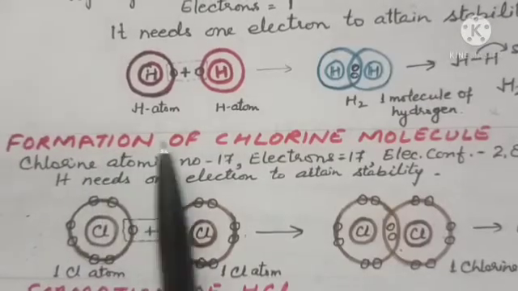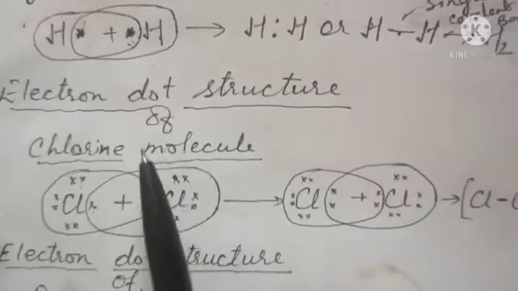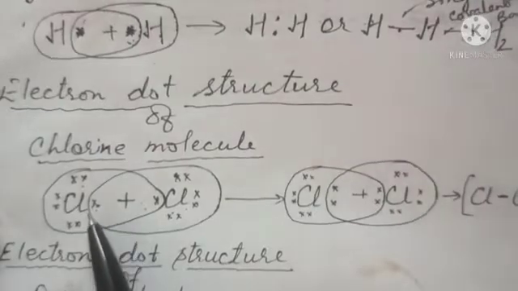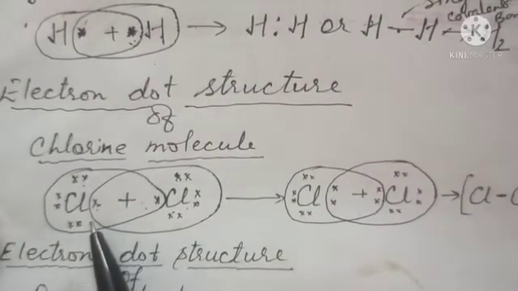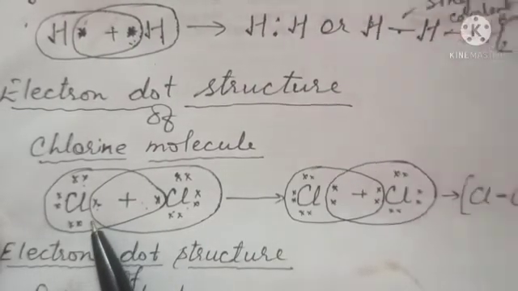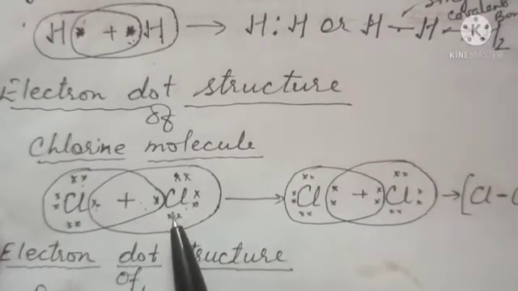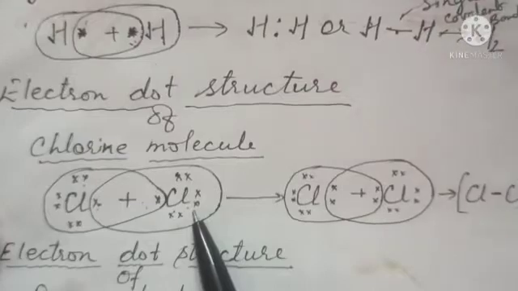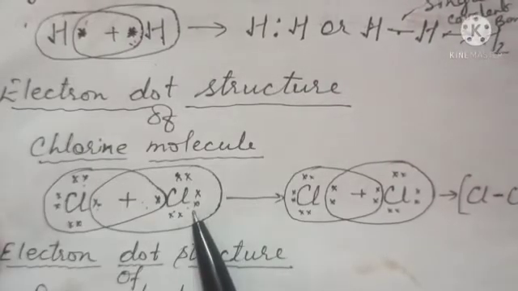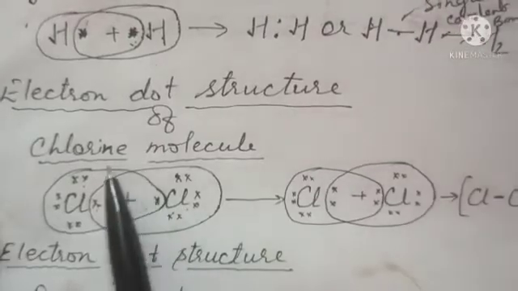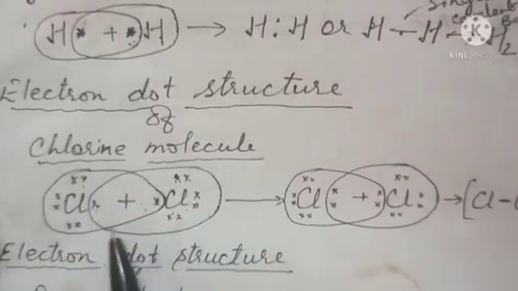Now next is the formation of the chlorine molecule. Look at the electron dot structure of the chlorine molecule. You know chlorine, how many valence electrons are there? 7, because the electronic configuration is 2, 8, 7. And this chlorine atom also has 7 valence electrons. So they share one pair of electrons. Sharing is shown like this.